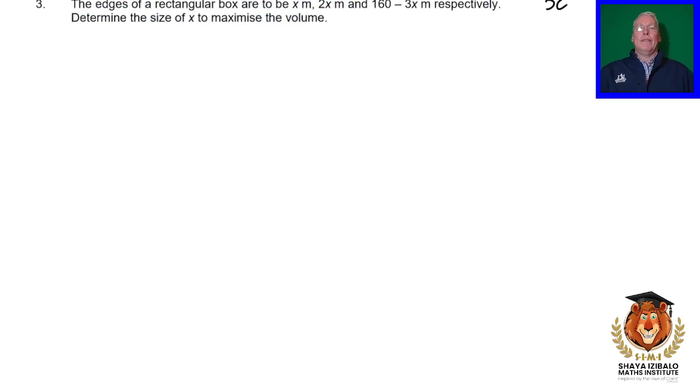This one says that a box, it gives us all the dimensions. And it says, what should x be to make the box as big as possible? So this one's actually fairly straightforward because we've got all 3 dimensions. How do we work out volume? We just multiply them together. Pause and have a go.